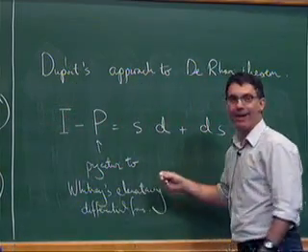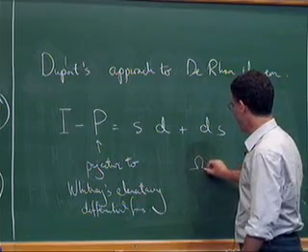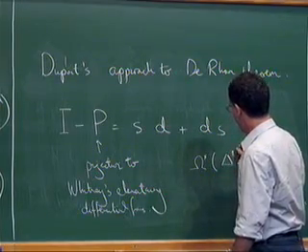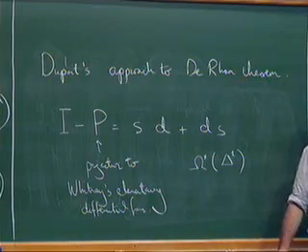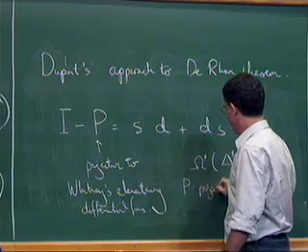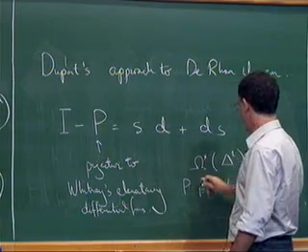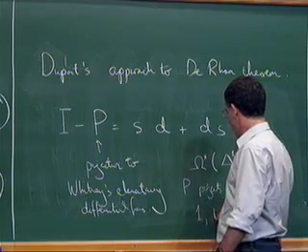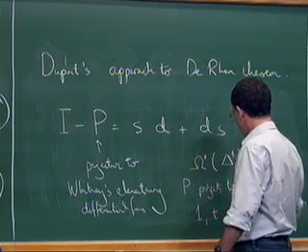So I don't have time to go into this in detail, but let's look at the one simplex. So P projects to the span of 1, T, and dt.